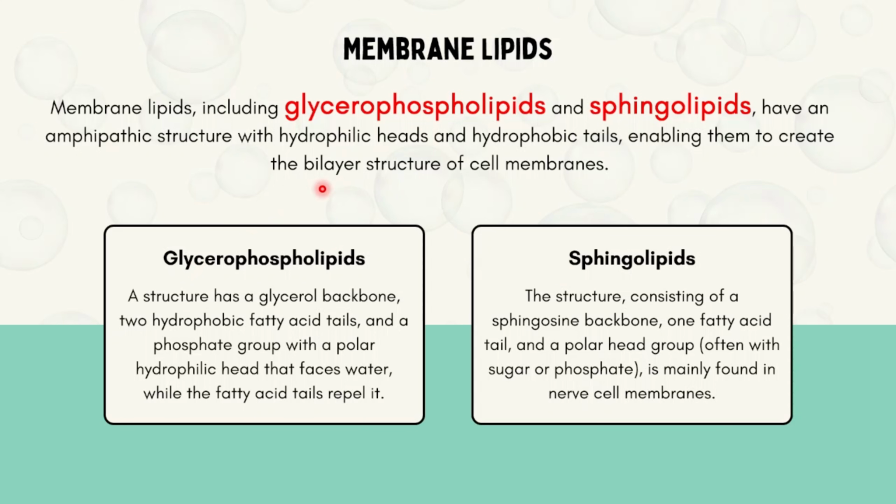Starting off with glycerophospholipids, it has a glycerol backbone just like triglycerides, but instead of three fatty acids, it has two fatty acid tails and a phosphate group attached to a polar hydrophilic head that faces water. Whereas sphingolipids consist of a sphingosine backbone rather than a glycerol backbone, with just one fatty acid and a polar head. So we're going to look at the differences now.